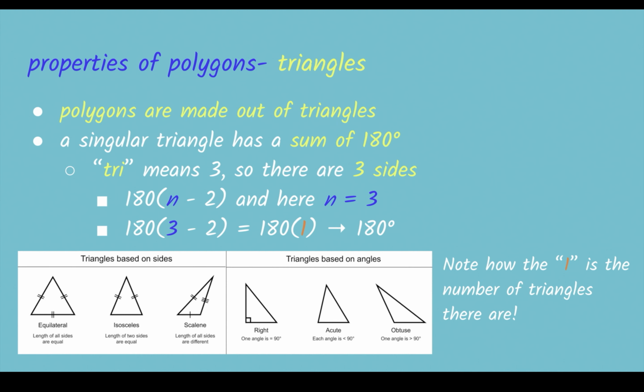So now that we've established that there are 3 sides to this polygon, which means that n equals 3, we can now plug this into our convex polygon formula and solve. So 180(3 - 2) equals 180 times 1, which is 180 degrees. So the sum of angles for a triangle is 180 degrees.